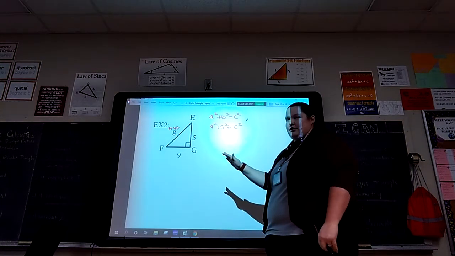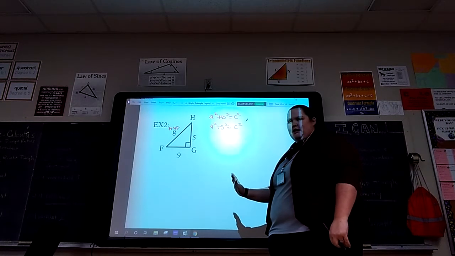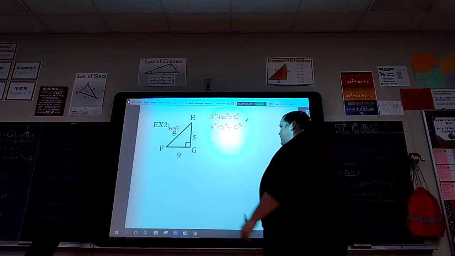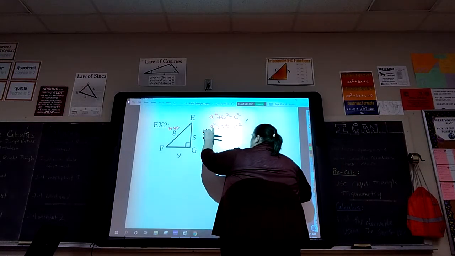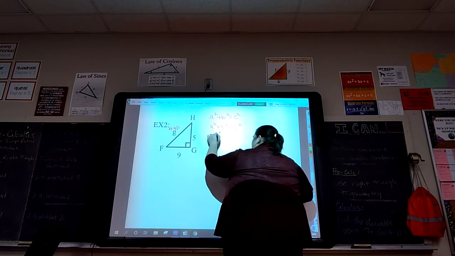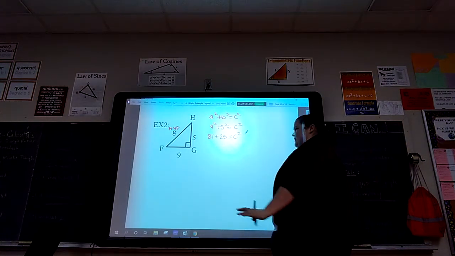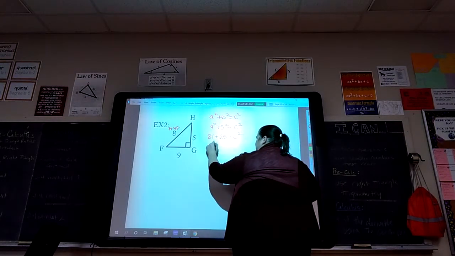Okay, I haven't labeled the other two sides yet because it depends on what angle we're talking about, and we haven't identified which angle we're going to find first. So let's finish all the way out for the side. So we have 81 plus 25 equals C squared. What's 81 plus 25? 106.